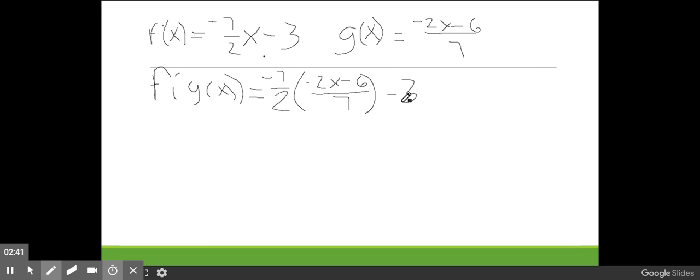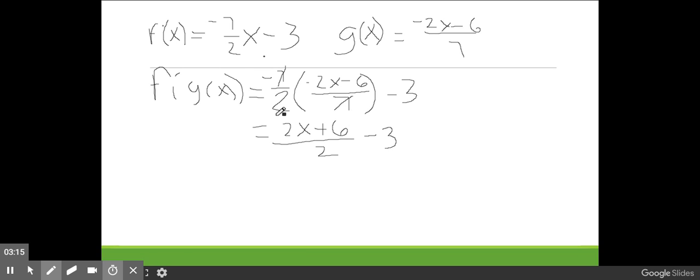So now when I plug this in, we can multiply across the top and bottom. Since we're using multiplication, if we want to make our lives easier, we have a 7 on top, 7 on bottom, so we can cancel that out. On top, we'll multiply this whole top piece by negative 1, so we get positive 2x plus 6. And on bottom, we multiply by 2 times 1, which is 2. We have the minus 3.